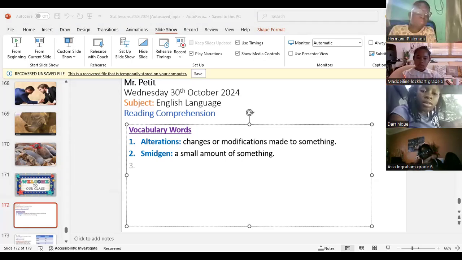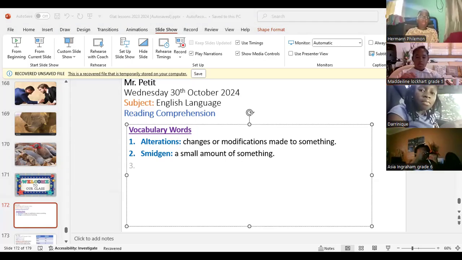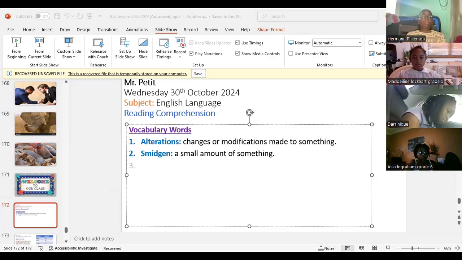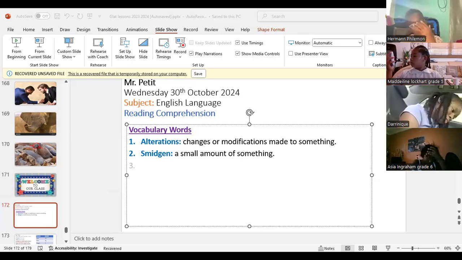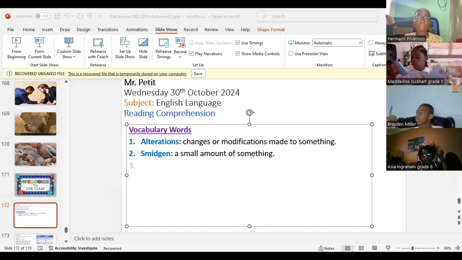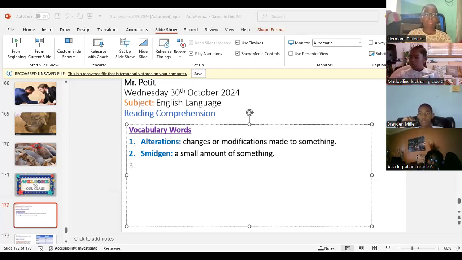Okay. All right. So smidgen, what does smidgen mean, Daranique? Smidgen means a small amount of something. Very good. The maid cleaned the house yesterday until there wasn't even a smidgen of dust left. What does that mean? Until there was basically nothing left, no more dust on the floor. Exactly. It was spotless or immaculate or clean.